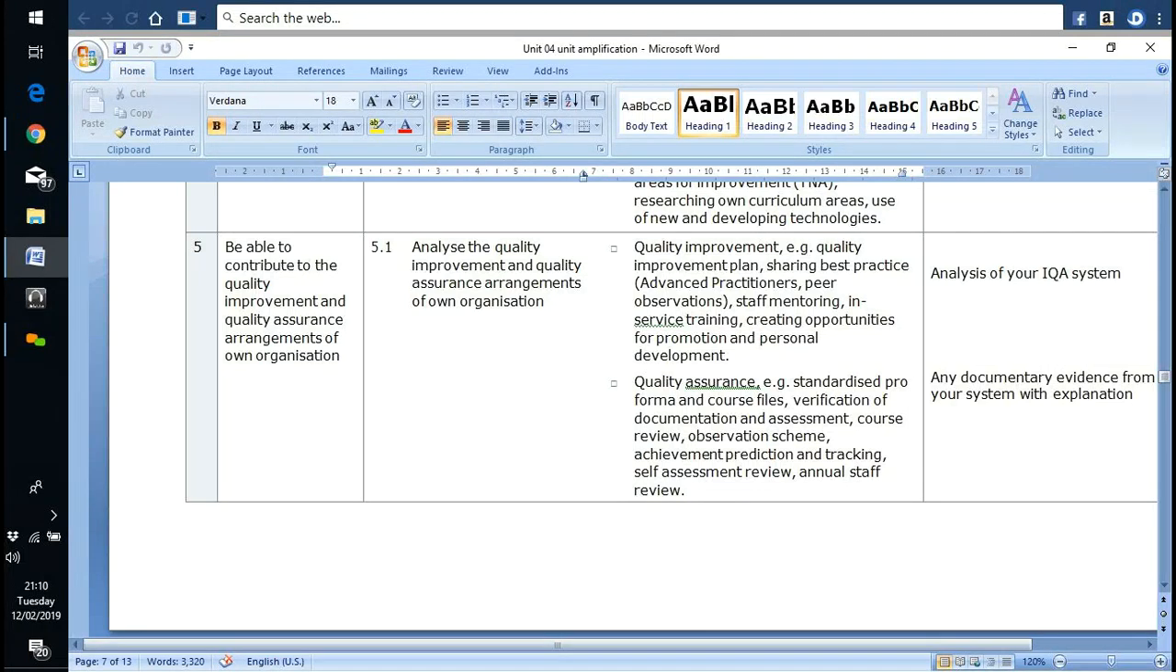So again, it comes back to, if you can provide any documents, like you've got a standardisation meeting document, you've got minutes from a meeting that they've held with regard to the assessors, or something of that nature, then you can use that as the basis for your take on the quality system that they've got. Yeah.